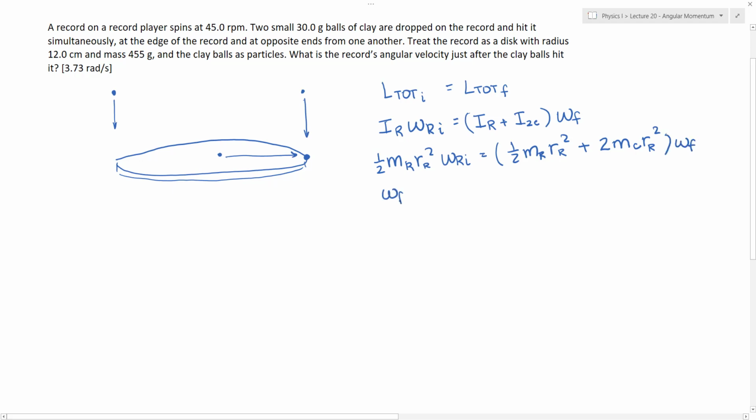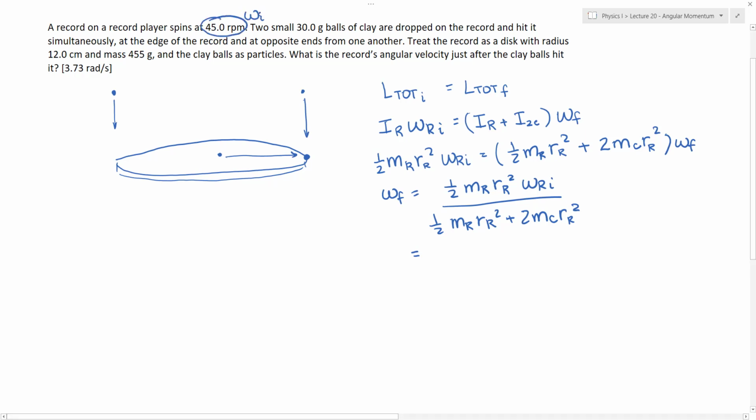So we can rearrange and solve for omega final: 1/2 mass of the record, radius of the record squared, omega of the record initially, over 1/2 mass of the record, radius of the record squared, plus 2 mass of the clay. There's two of them, that's why there's a 2 there, times r squared. And now let's think about what we're plugging in. The only thing we don't know right away is this omega initial.